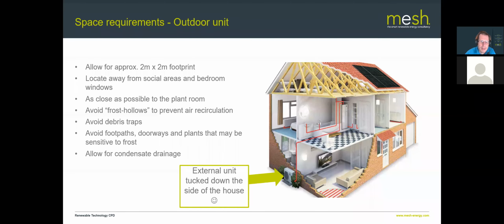So you can see here that we've tucked our external unit down the side of the house. It's well out of the way. It's not near any windows. It's not near any social or living areas. Not near any paths. It's a great little location for it. You see, there's a little bit of planting next to it, and it's got a little soakaway underneath the base there, to allow for the condensate drainage. So, good installation.